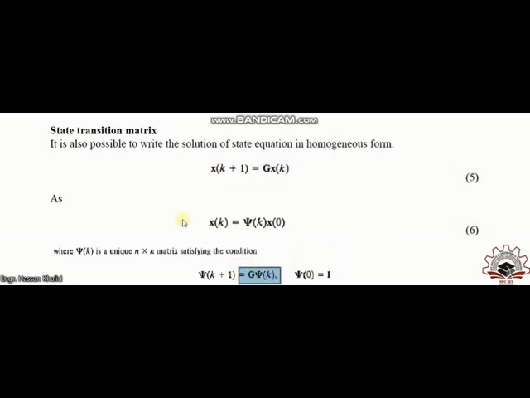We just introduce this new state vector x of k that's equal to psi of k x of 0, that's the initial condition, and we also said that at k equal to 0, your psi of 0 will be an identity matrix. So we just plug in this value and replace it with this factor, so we obtain our new state equation in terms of the psi.